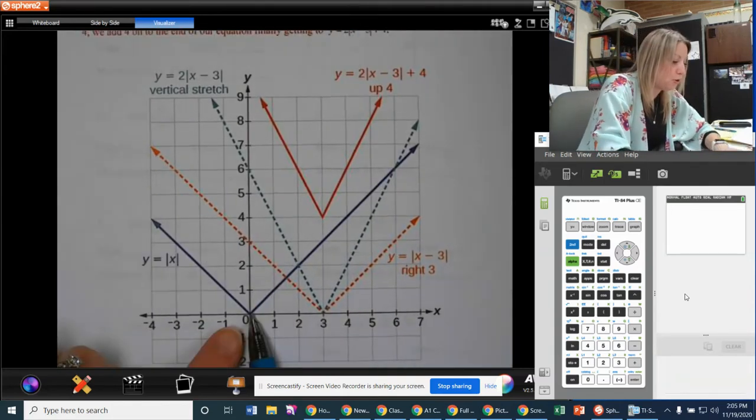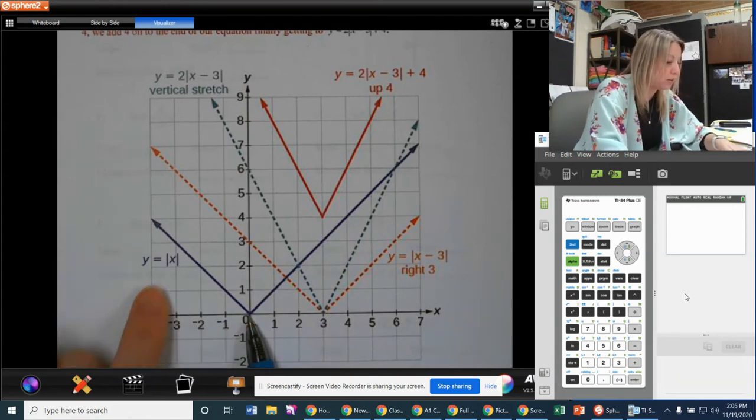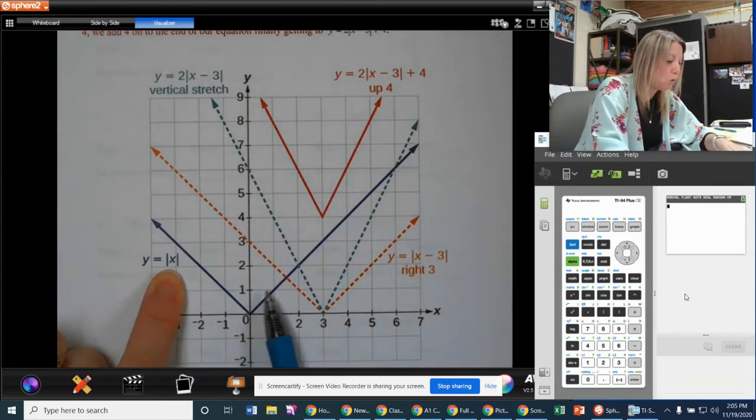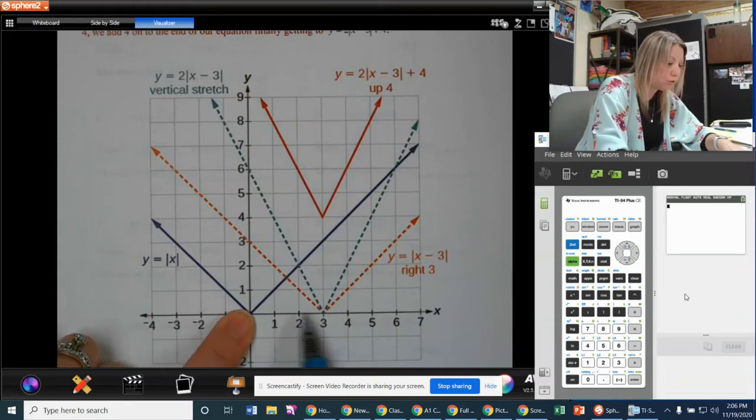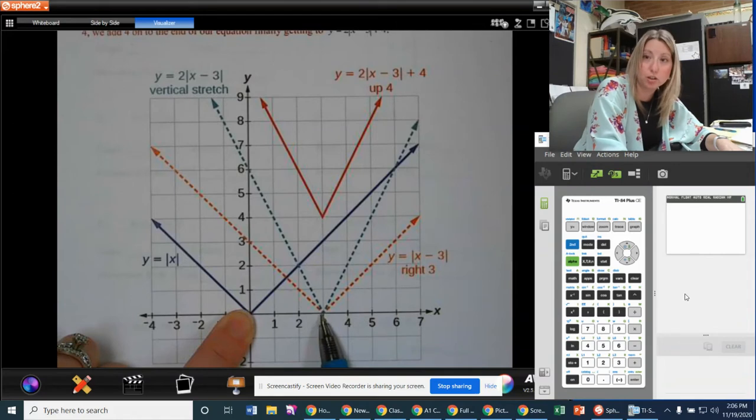If you start with your parent function right here that we were just discussing, its slope is 1, and that's the up 1, right 1, and it's to the right of the vertex. The vertex is 0, 0, because there's nothing added inside, nothing added outside. Now, let's move it over 1, 2, 3 to the right. So see, your vertex is now at 3, 0.